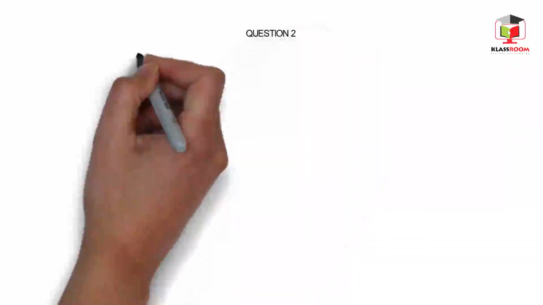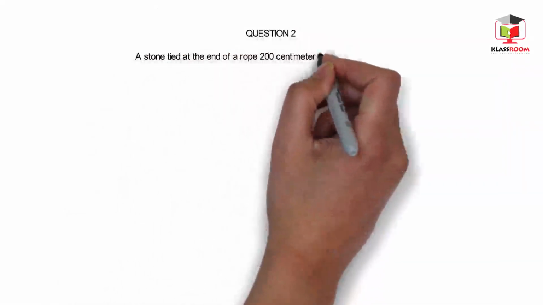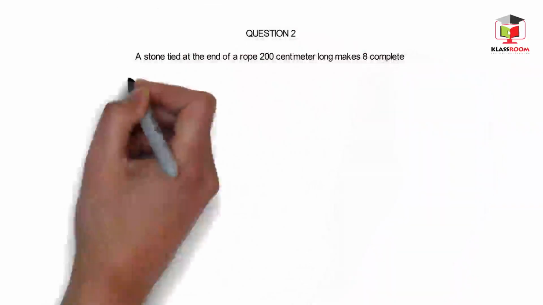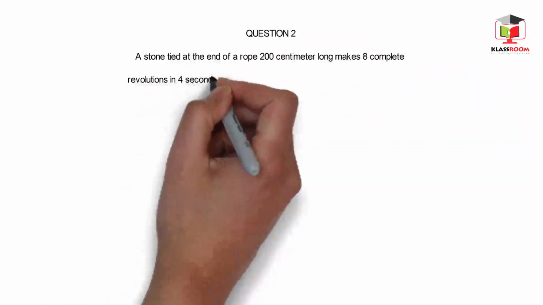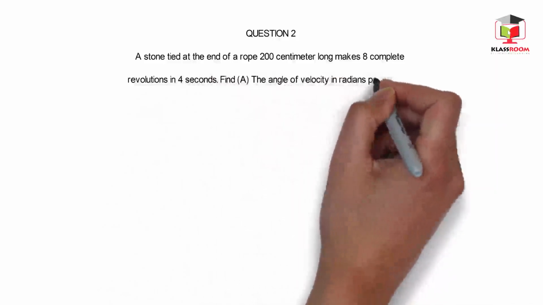A stone tied at the end of a rope 200 centimeters long makes 8 complete revolutions in 4 seconds. Find A, the angular velocity in radians per second, B, the linear speed v, and C, the distance covered in 3 seconds.